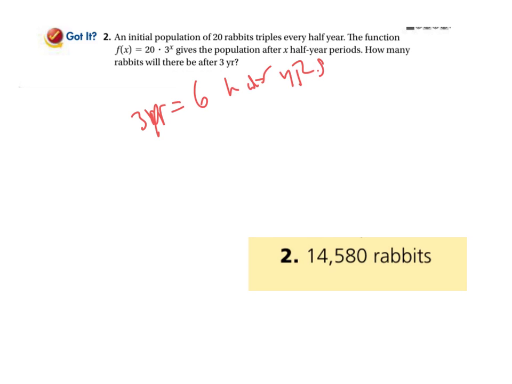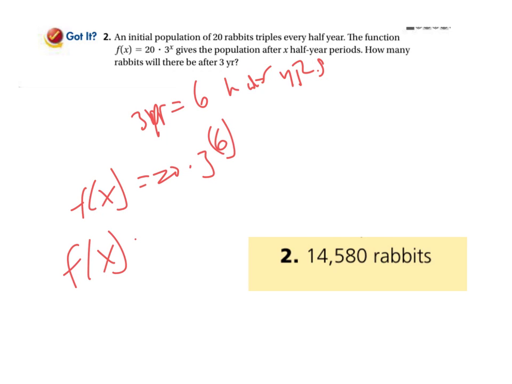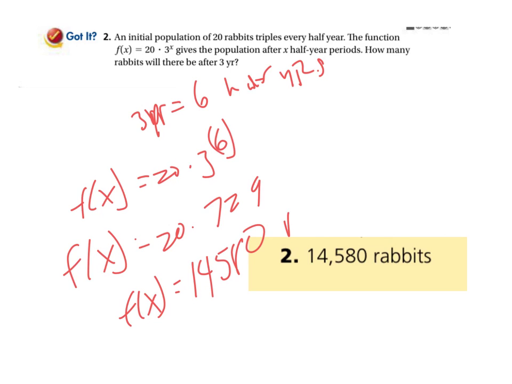Okay, so our function, f of x equals 20 times 3, and this will be to the 6th, because we have 6 half-year periods in 3 years. So f of x equals 20 times 729, which gives us 14,580, and that'd be rabbits, like we have down here.